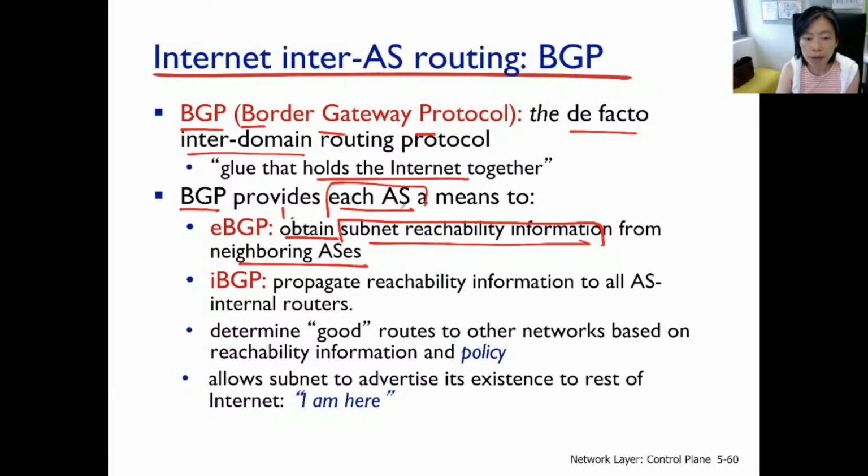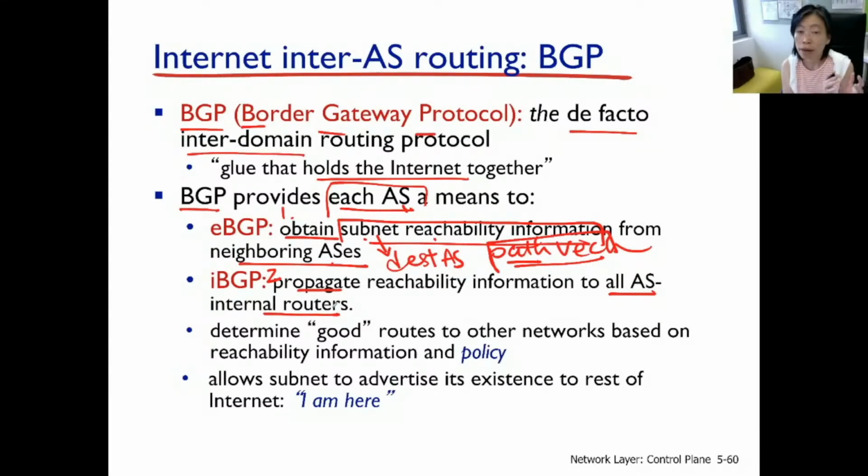So the gateway routers in the AS receive path vectors from the neighboring AS's gateway routers. By subnet reachability information, we meant the path for each destination subnet for each destination AS. And there are many of these destination ASs, therefore we receive the path vector from the gateway routers of the neighboring ASs. Second step, the gateway router receiving such a path vector will then propagate it to all the internal routers, including those routers that are gateway routers to other neighboring ASs.